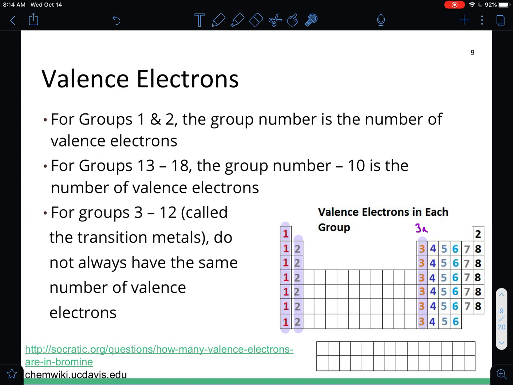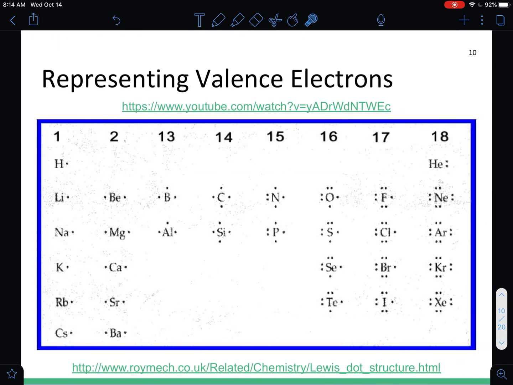The elements that are in the transition metal block or the D block, they have varying numbers of valence electrons, so we cannot identify them as easily as we can groups 1, 2, and then 3A through 8A. Same with the F block.